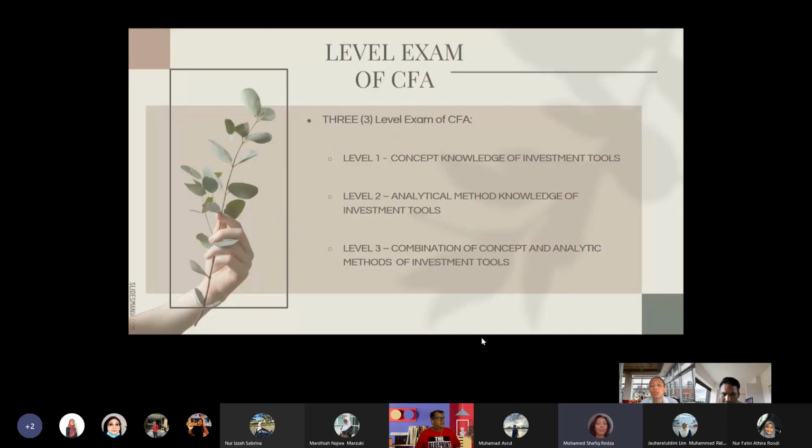So the exam has 3 levels, like I said. But I will tell you what the 3 levels are. The first one, Level 1, is concept knowledge of investment tools. The second level is analytical methods knowledge of investment tools, and the last is a combination of concept and analytical methods of investment tools.